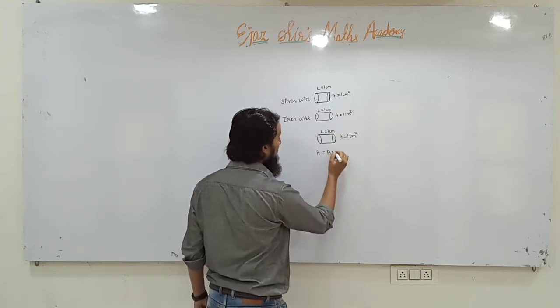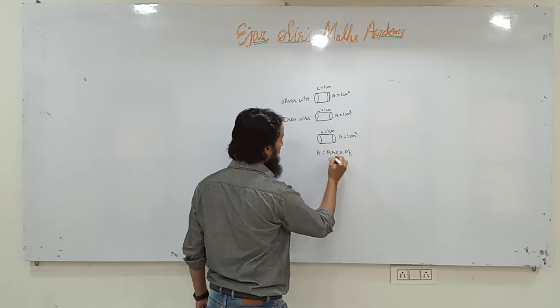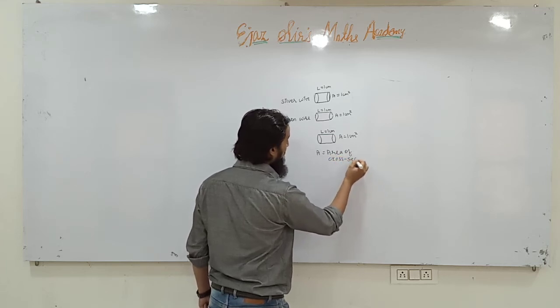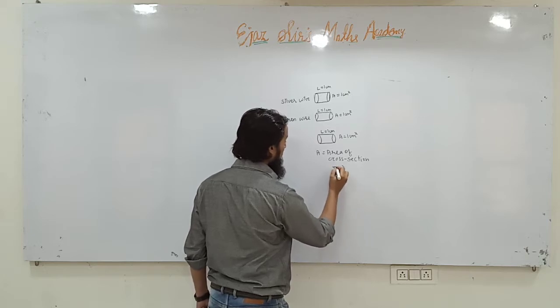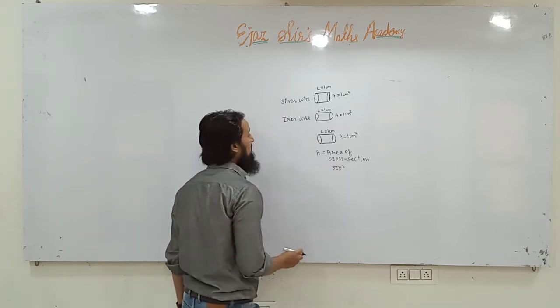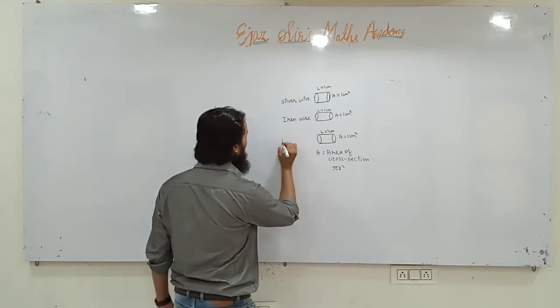What is A here? Area of cross section. And what is the formula for area of cross section? Pi r square. Pi r square, area of cross section. Okay. And this wire is nichrome wire.